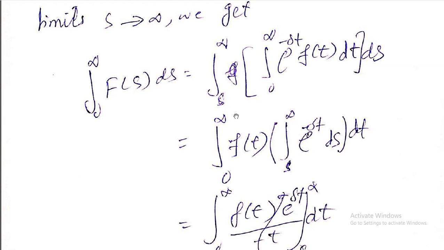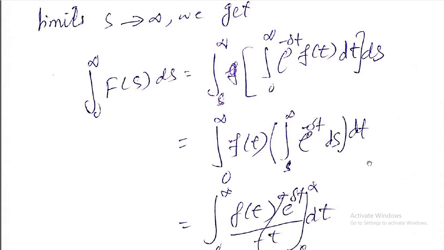Fortunately there is no change in the limits. You can see the 0 to infinity outside, and f of t dt, because with respect to s they are constant. So we take the integral from 0 to infinity of f of t dt out because it is constant with respect to ds, and we allow the inner integral from s to infinity of e to the power minus st ds. Now dt was inside the bracket and ds outside, but now ds is inside the bracket and dt is out.